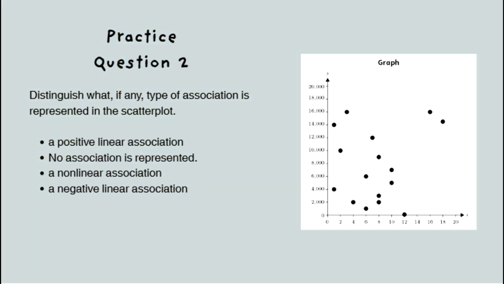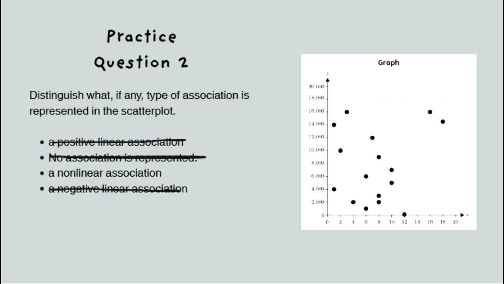Okay, here's practice question number 2. Distinguish what, if any, type of association is represented in the scatter plot. So again, we know there's an association. There's always an association. So that one's not it. Okay, so is this linear or non-linear? Okay, there's no obvious place to put a line. So this one is non-linear. So get rid of both of those, and there is your answer.